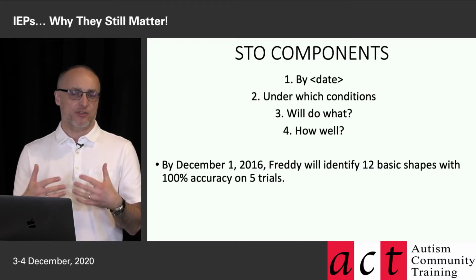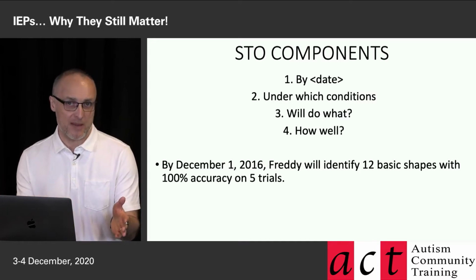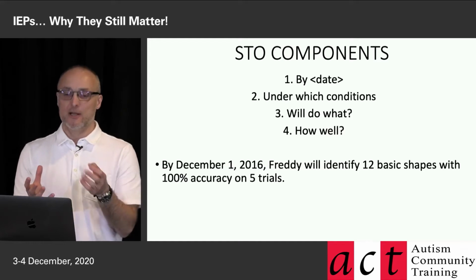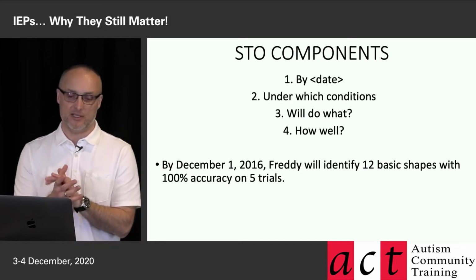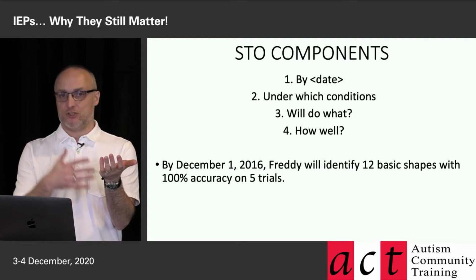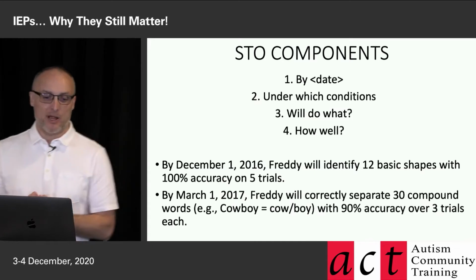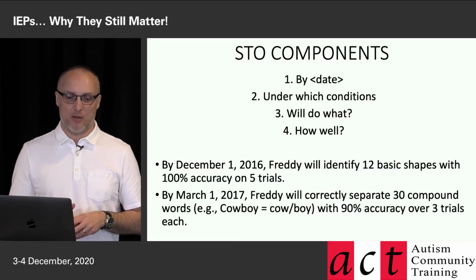And then the context can certainly be enhanced here. Is this 2-dimensional representations on paper and worksheets? Is this 3-dimensional objects? Is this computer animation? You have to be specific on the context. You can't just assume, in particular for learners with autism for whom you might be teaching something like this, that most kids would come in with, that they will learn it in one modality and then magically generalize it to all other modalities, right? By March 1st, 2017, Freddie will correctly separate 30 compound words.